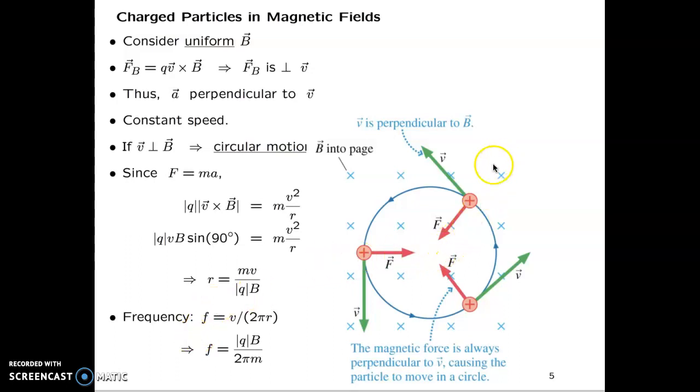Again, we have a charged particle moving through a uniform magnetic field. What do we know about charges moving through a magnetic field? They'll feel a force, and the force is determined by this equation involving the cross product. Because we have a cross product, the force is perpendicular to the velocity. Well, if the force is perpendicular to the velocity, the acceleration is also going to be perpendicular to the velocity.